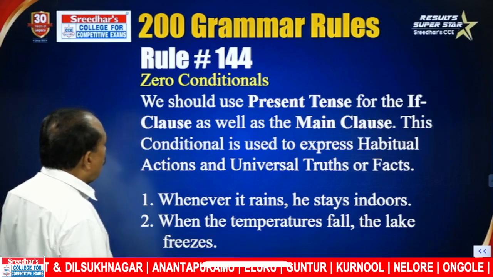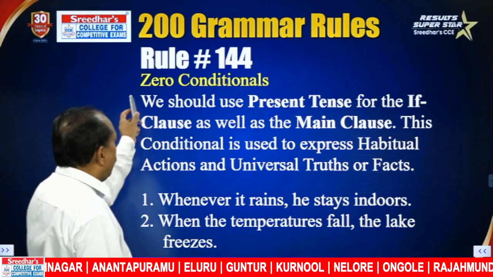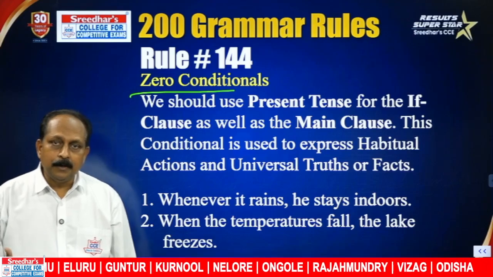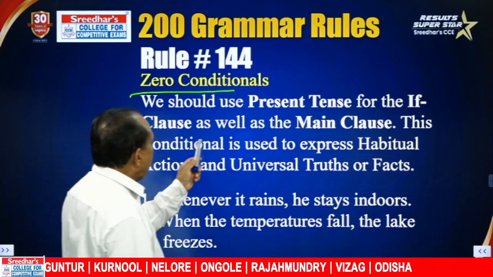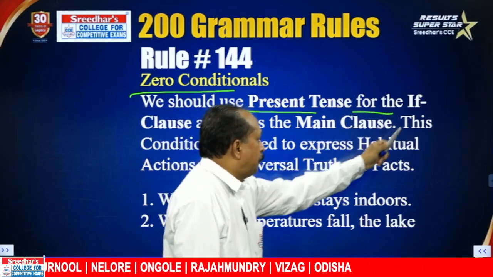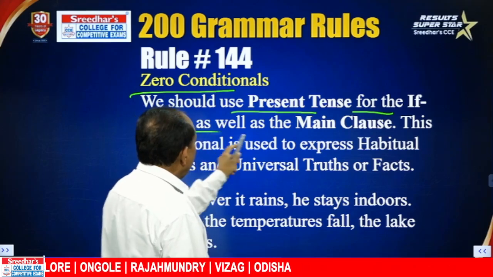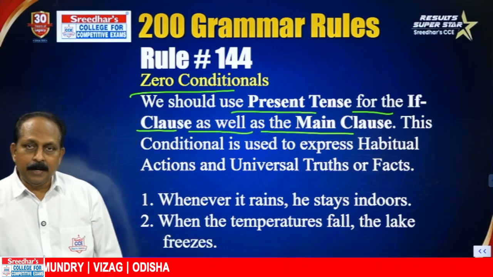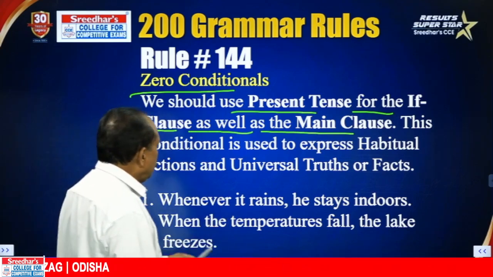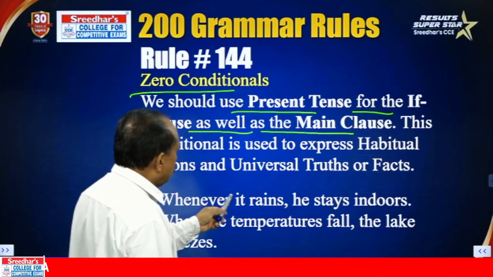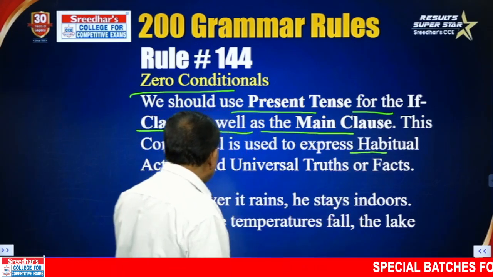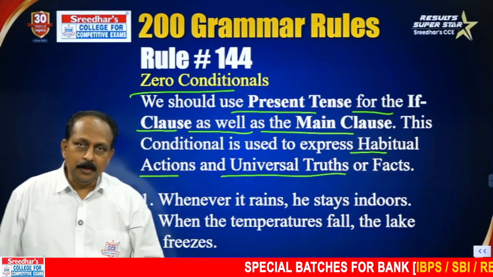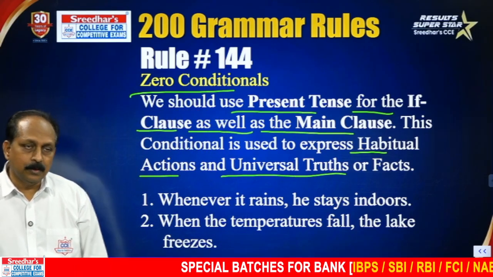Let us go to rule number 144, zero conditionals. Zero conditionals are not that important, but you have to learn and remember. We should use present tense for the if clause as well as the main clause. Both the clauses take present tense. What is the use? This conditional is used to express habitual actions and universal truths or facts.